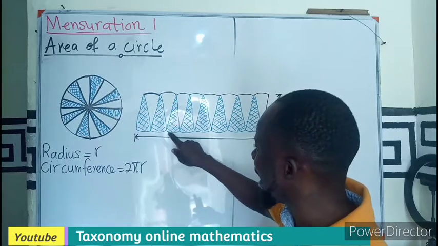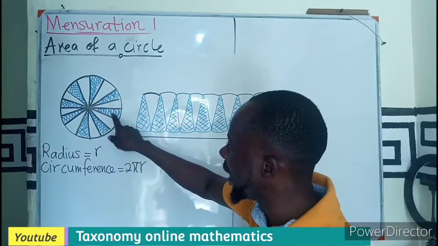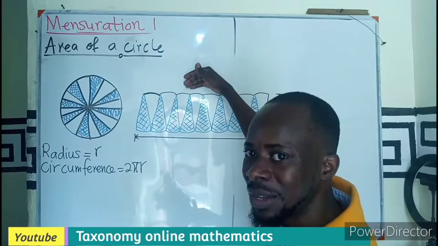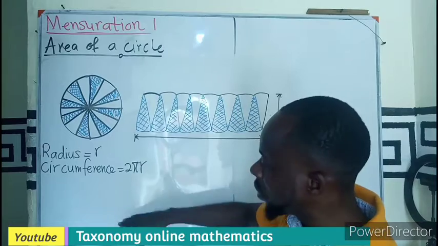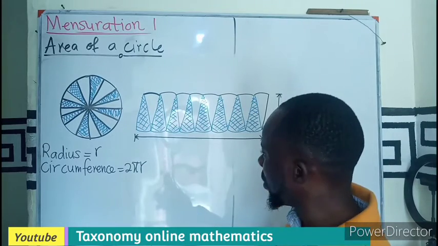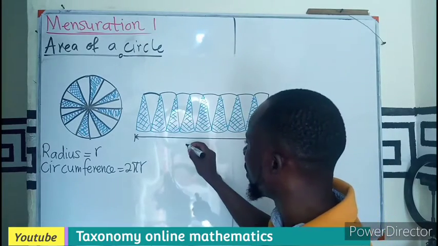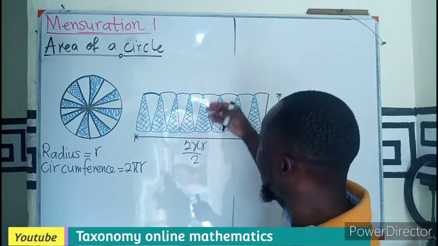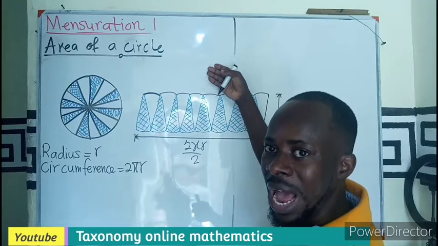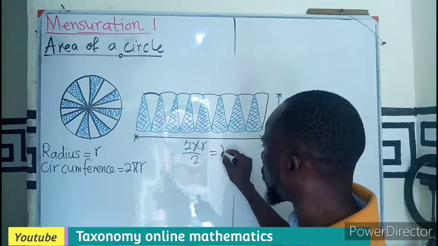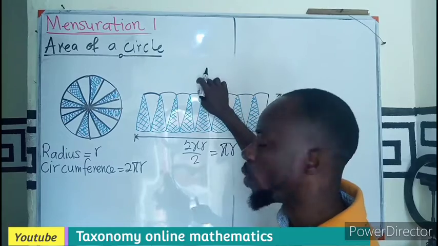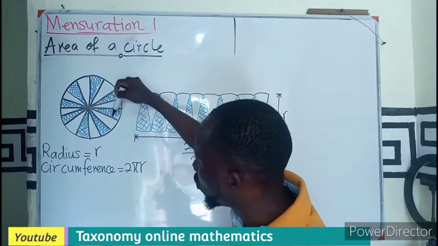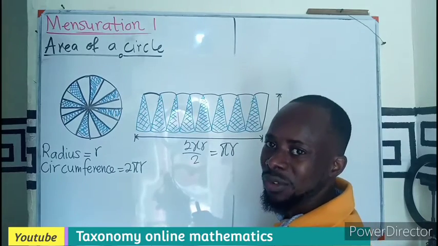But you are seeing that here is only comprising of what? Only the shaded part. And the shaded part is the same as the unshaded part, meaning it's half of the total circumference. Meaning this is going to be 2 pi r over 2. Meaning this will also be the same, 2 pi r over 2. And that will give us only pi r. Here is r because from the center to the circumference is given as radius.